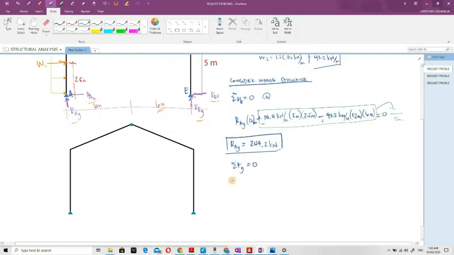So RAY is 244.2 kilonewton. Okay, so may value na ito, no? 244.2 kilonewton. Okay, so plus, unahin na natin yung REY. And then, i-minus natin dahil pababa yung W2, which is equal to 43.2 kilonewton per meter multiplied by length or span 12 meters. So, cancel pa rin yung meter natin. And this will be equal to 0. So, solve natin yung REY.